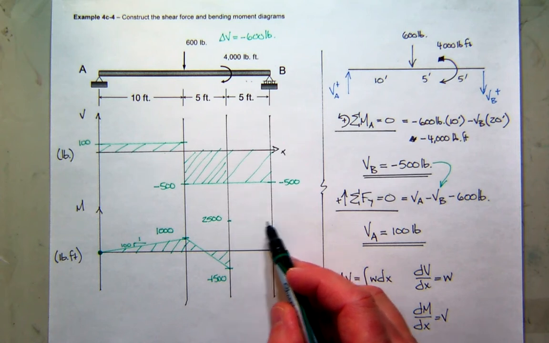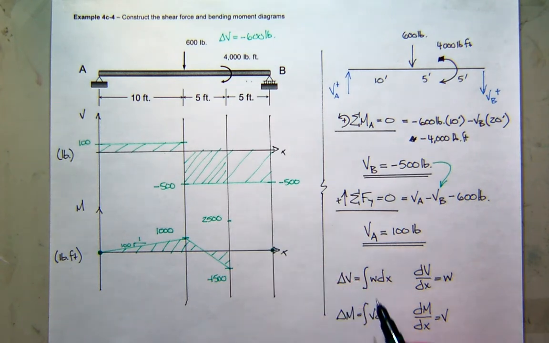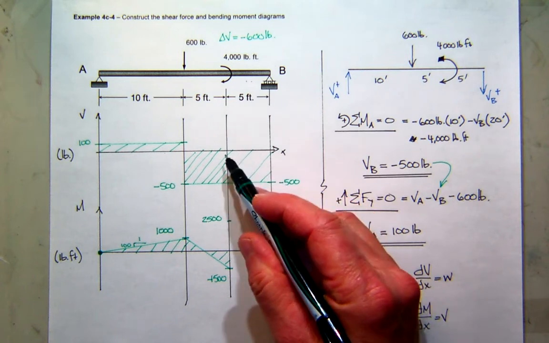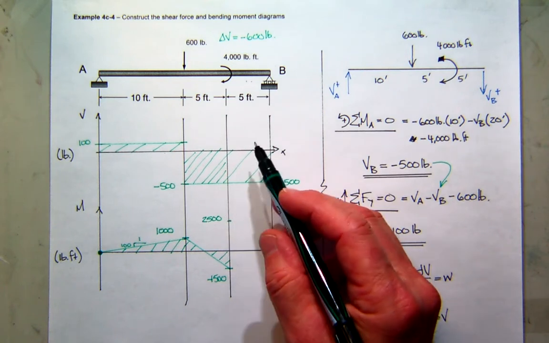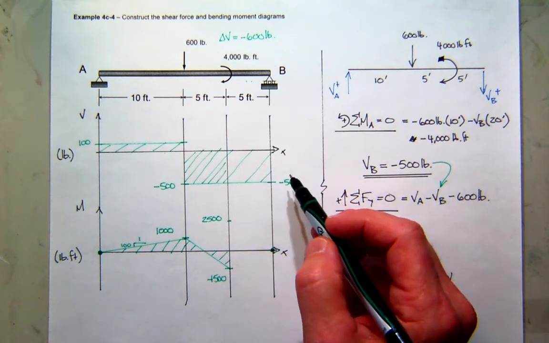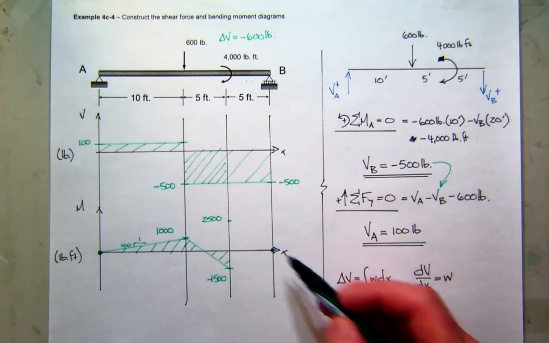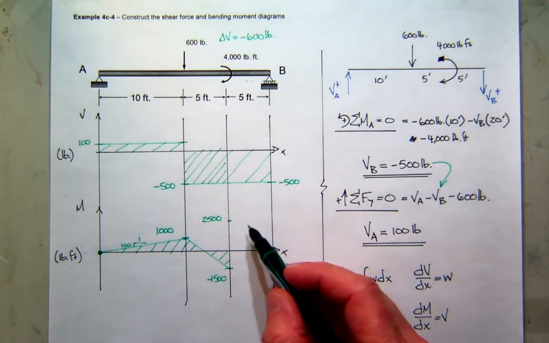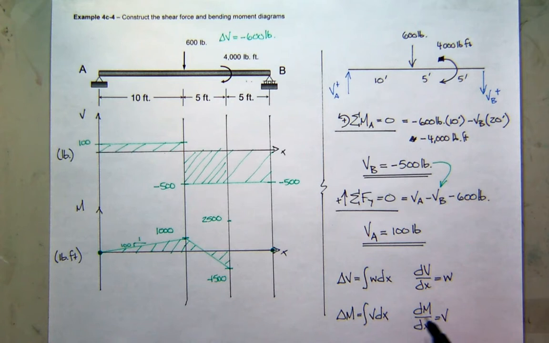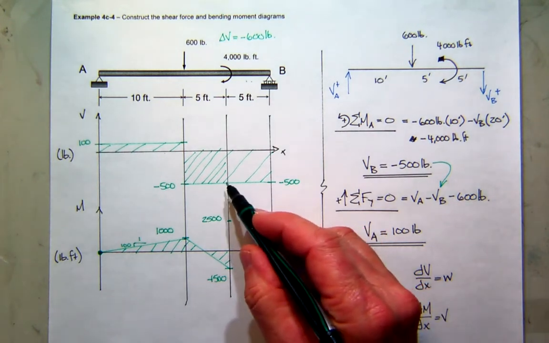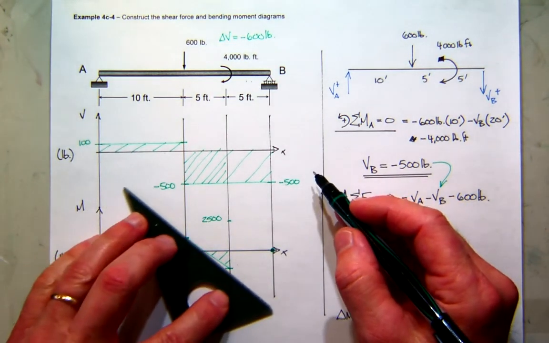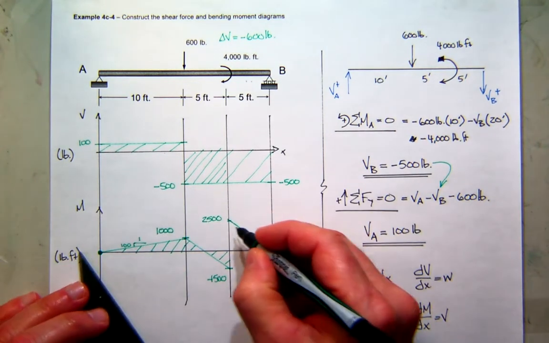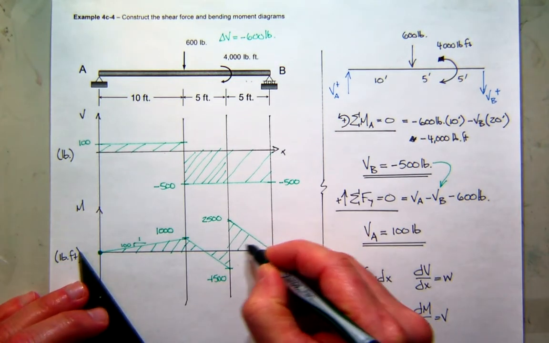So the change in moment here should again be the area of the shear diagram. What's this part of the area of the shear diagram here? It's also base times height. 5 times minus 500, that's negative 2,500, and that brings us back to 0. Yeah. And then what's the slope? It's given by the shear, and the shear again is constant and negative. Looks like that. So there's my moment diagram.